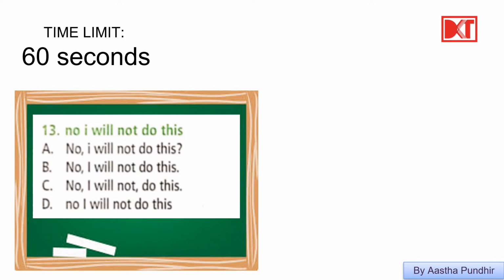Alright, so here the statement is, no, I will not do this. Alright, so here you see, first of all we will be making N capital, right? And then after no, we know that comma is used to separate these two clauses. So we're saying no, and then we pause and say I will, and I will be capital, because the pronoun I is always capital. I will not do this.